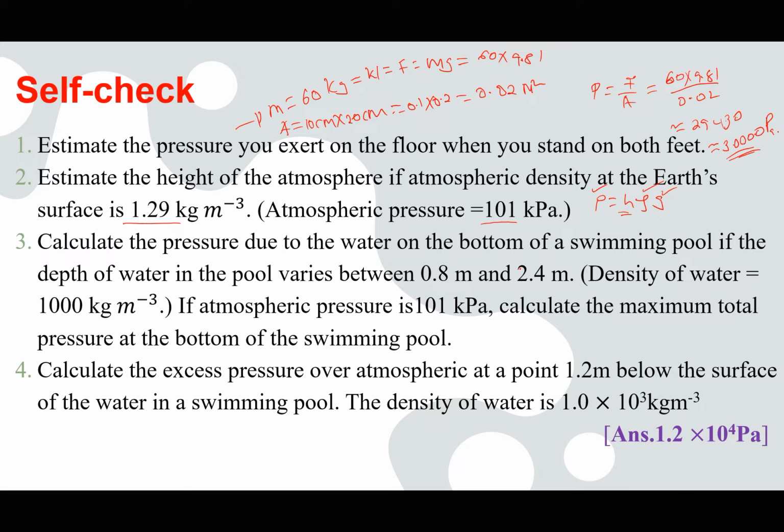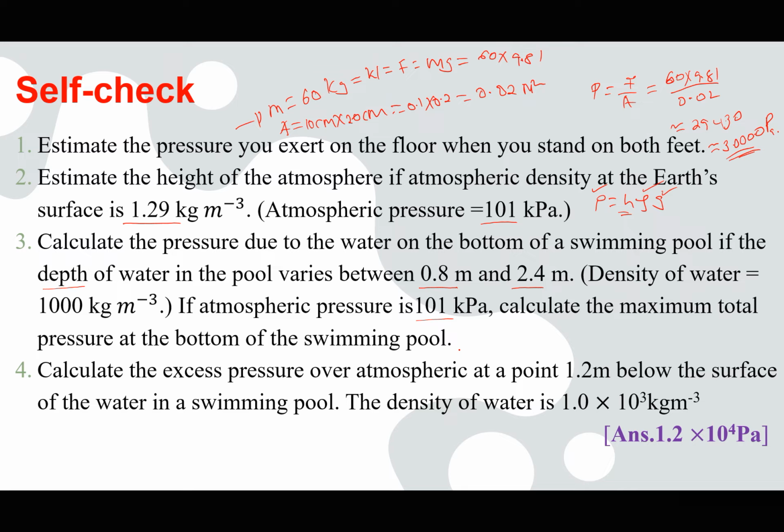Calculate the pressure due to the water on the bottom of a swimming pool if the depth of water in the pool varies between 0.8 meters and 2.4 meters. Density of water is 1000. If the atmospheric pressure is 101 kilopascals, calculate the maximum total pressure at the bottom of the pool. Of course, for the maximum, you'll just sum up the pressure due to the liquid, the water, plus the pressure due to the atmosphere.